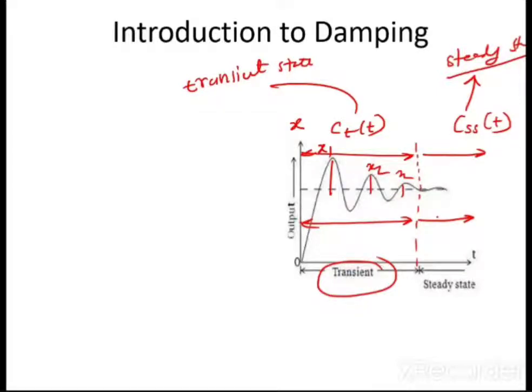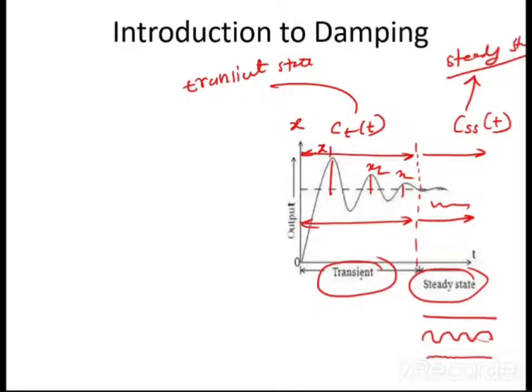Means what? There is no change in the output with respect to time, or there is a very, very minute change in the output with respect to time, or the output remains constant with respect to time in this zone. So this steady state zone can have three types. One is what? It can be a straight line. It can be a constant line. Constant line means what? The output remains constant with respect to time, or you can say the output is varying at very, very small amplitudes. Okay. So that is all about a steady state. So every system passes through the transient state and reaches the steady state.